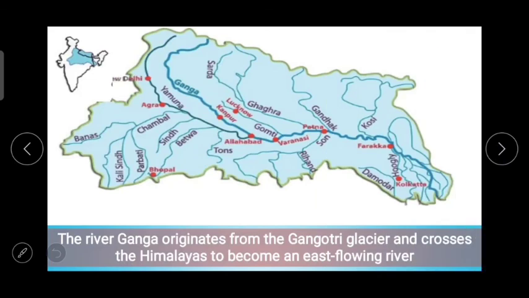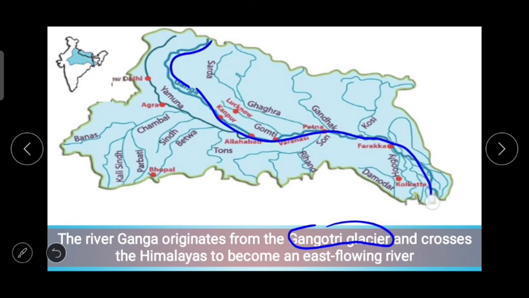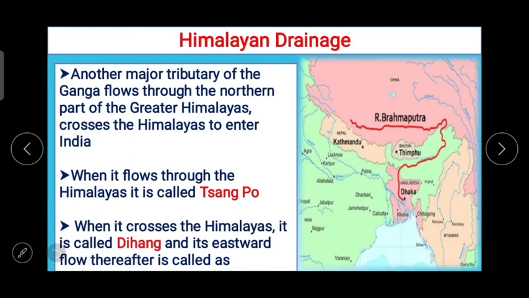The river Ganga originates from the Gangotri glacier and crosses the Himalayas to become an east flowing river. So, here you can see Ganga, in this way it is flowing. Another major tributary of the Ganga flows through the northern part of the greater Himalayas and crosses the Himalayas to enter India. When it flows through the Himalayas, it is called Sangpo, and when it crosses the Himalayas, it is called Dihang, and its eastward flow thereafter is called Brahmaputra. Here you can see Brahmaputra.